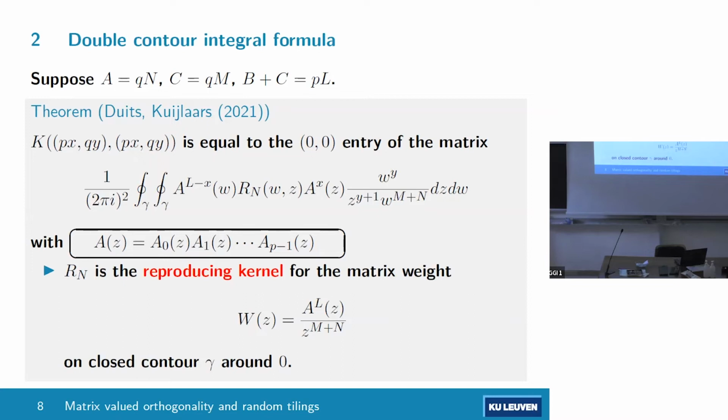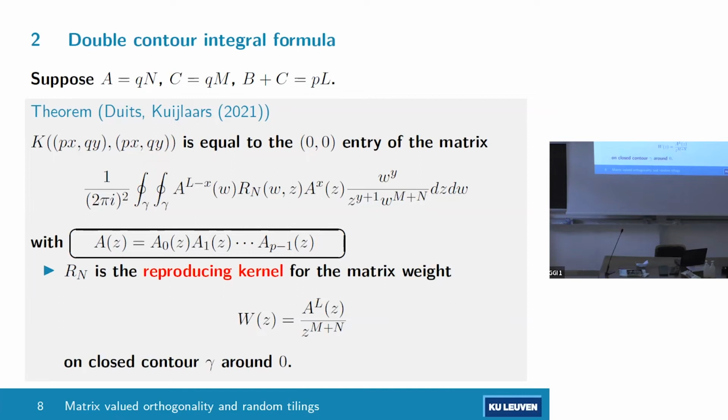And this gives us the connection to the matrix orthogonality. So let me first talk about this weight. What is this weight? It's some weight matrix. This A matrix to the power L, right? This is the horizontal size of your hexagon in a way. Divide by an appropriate power of Z.